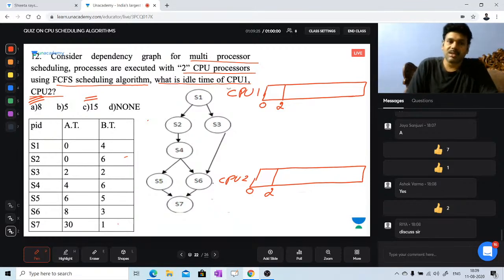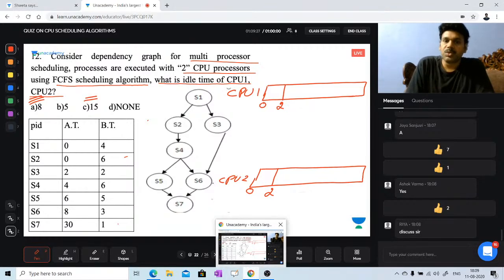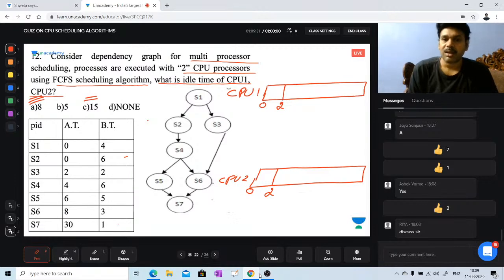So let me discuss this. Please, all of you who have not watched yesterday's lecture, please do watch it once again. So there are two processes that have come exactly at time 0, that is S1 and S2. But S2 I cannot run unless and until S1 is completed, because the flow depends on that. So S2 is going to be pending till S1 is completed. So I am sending S1 first.